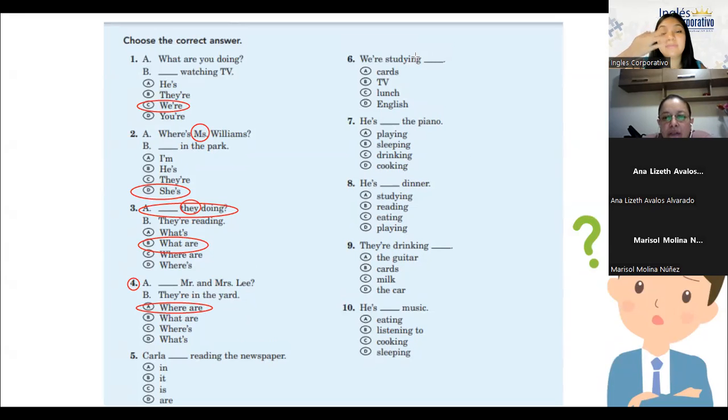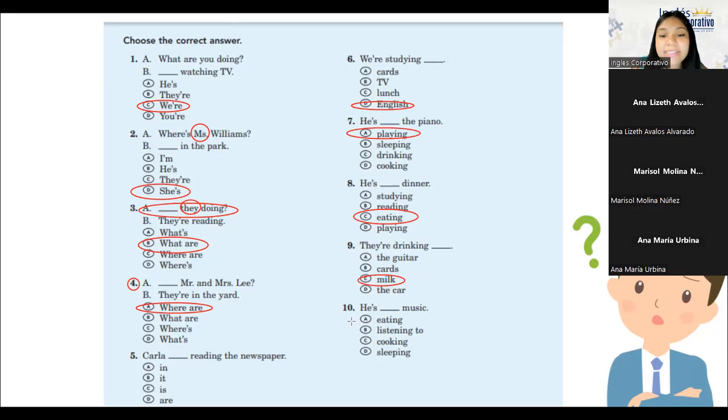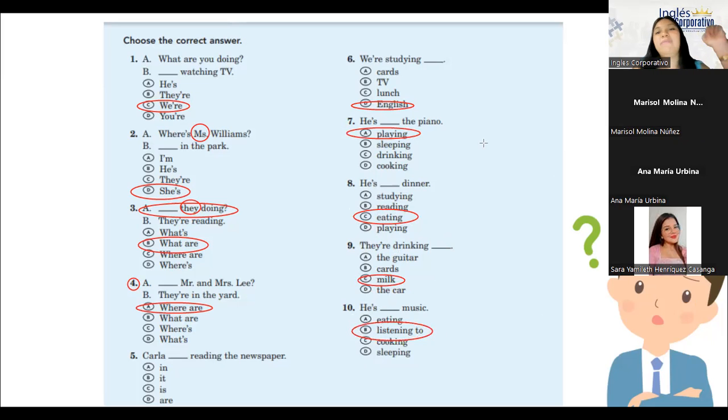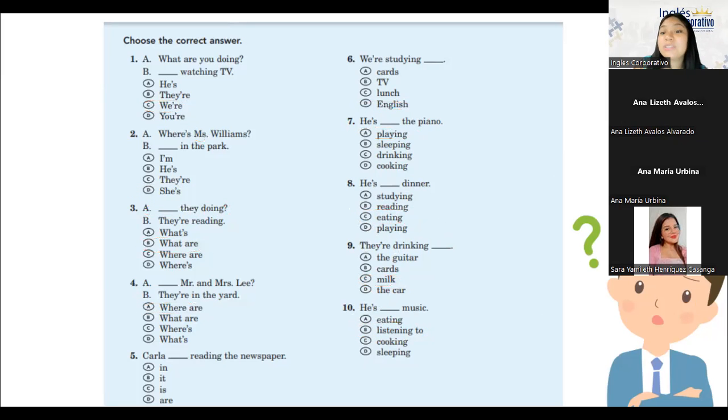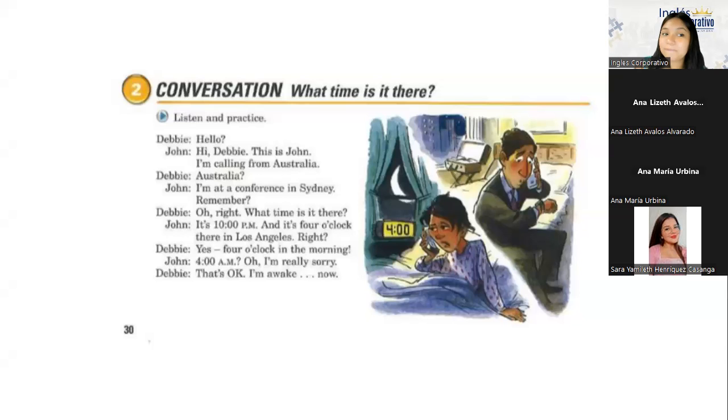We're studying English. Okay, very good. Seven. Playing. Eight. He's eating. Number nine. Milk. Okay, repite después de mí, diga milk. Listening to. Very good. Okay. Excellent. Do you have any questions? ¿Tiene preguntas o dudas hasta aquí? Aquí lo siento bien fácil.